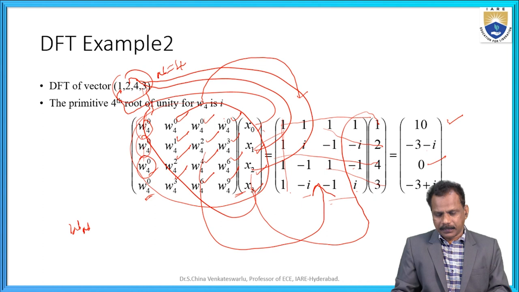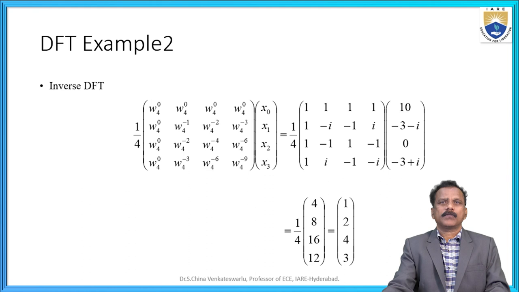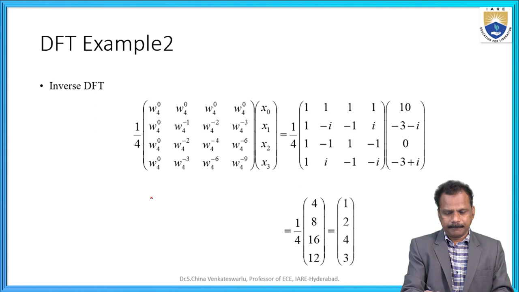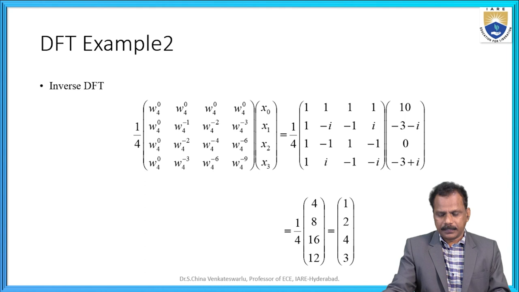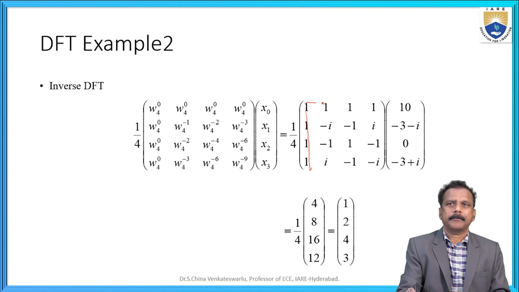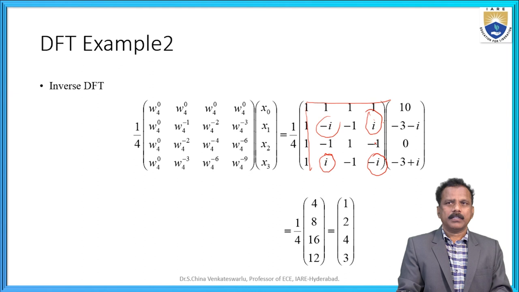So, for the inverse of the discrete Fourier transform, here it is 1 by 4 into the same thing, just the reverse of this. Compared to the previous one, you can easily evaluate this. Comparing this, these are all 1's, then minus I, plus I, plus I, minus I. The remaining are all 1's, but here it is minus 1, minus 1, minus 1, all minus 1's, and the middle is 1.